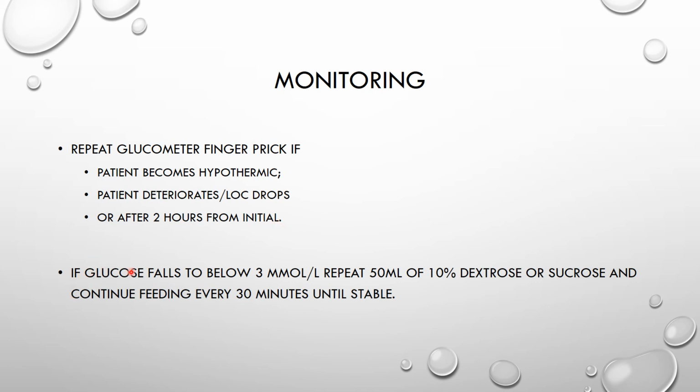If glucose falls to below 3 in any of these readings, you repeat 50 ml of 10% dextrose or sucrose and continue feeding every 30 minutes until stable.